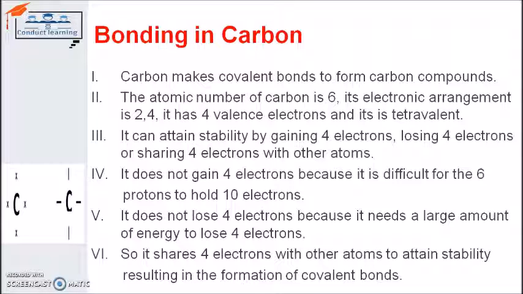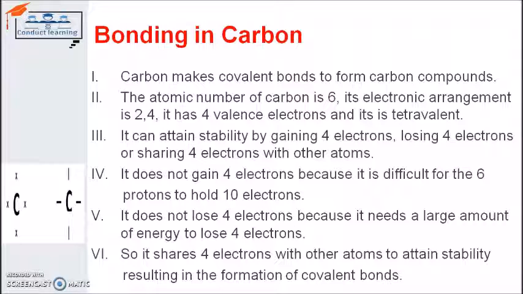Bonding in carbon. Carbon makes covalent bonds to form carbon compounds. Previously we have done ionic bonds. We have seen how metals with non-metals form ionic compounds. Ionic compounds were based on losing and gaining electrons, and they had high melting and boiling points. But when we come to carbon, carbon makes only covalent bonds. The reason is that it can't lose or gain electrons.